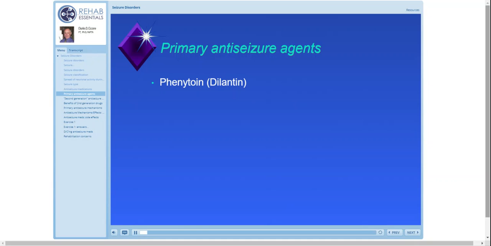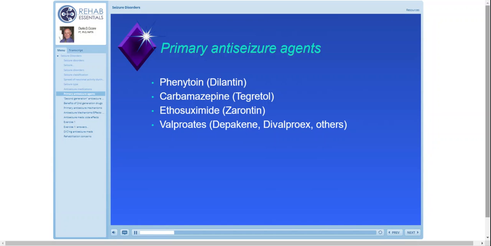In terms of the primary anti-seizure agents, there's phenytoin, or its trade name Dilantin, very common. Same with Tegretol, which is carbamazepine. Zarontin, again, fairly well known. And the valproic acids like Depakene, divalproex, Depakote, and several other trade names. These are the front four. And as I said, they're not the only drugs used. They may not even be the first drug used, but oftentimes they are.